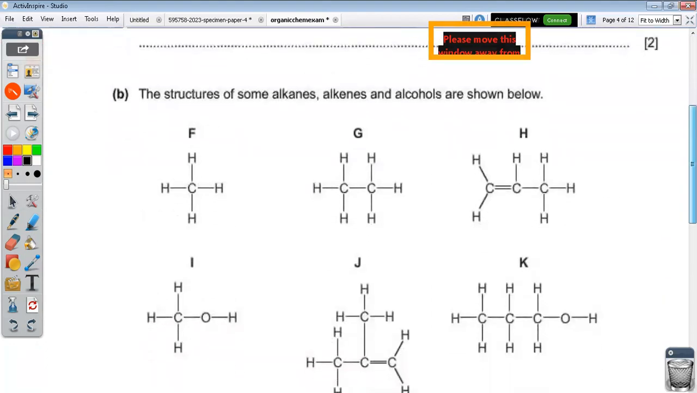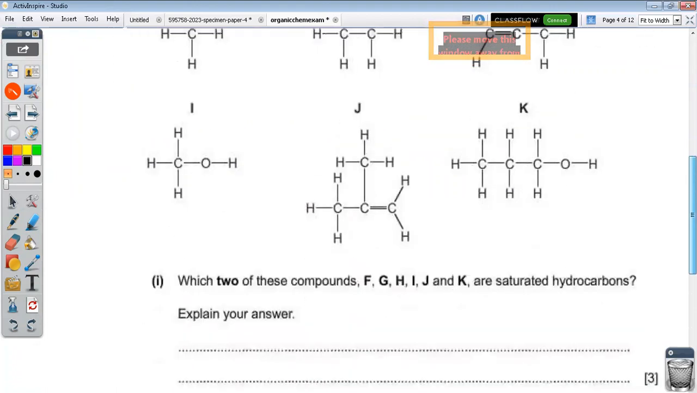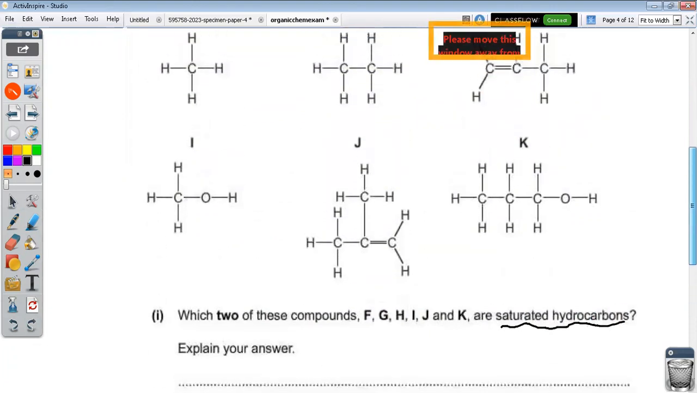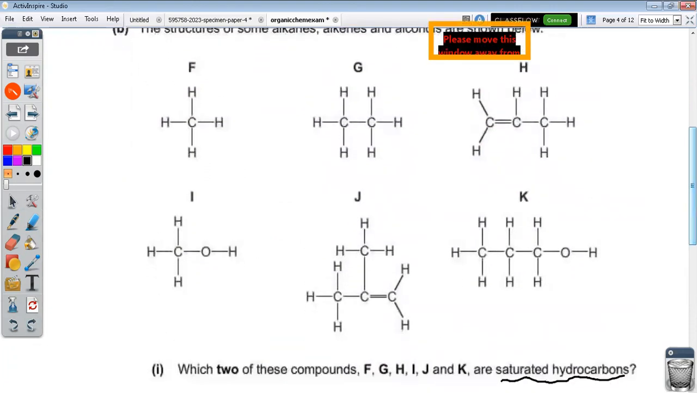Now the structures of some alkanes, alkenes, and alcohols are shown. Which two of these compounds, F, G, H, I, J, and K, are saturated hydrocarbons? And explain your answer. So which one? We want to list 2. They want 2. Is this one saturated here? No.